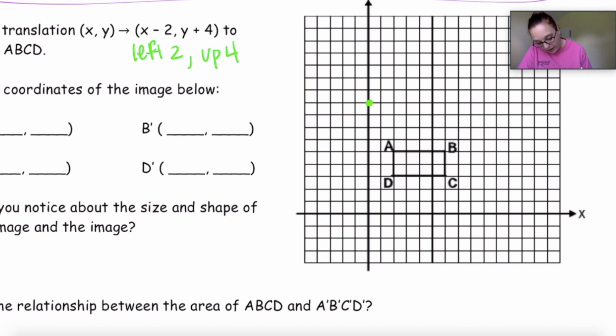And I'm going to label that A prime. Now I'm doing B. 1, 2. So there's B prime. I'll do it for C. And D prime. And then now I'm going to reconnect my points. Okay, so there they are.